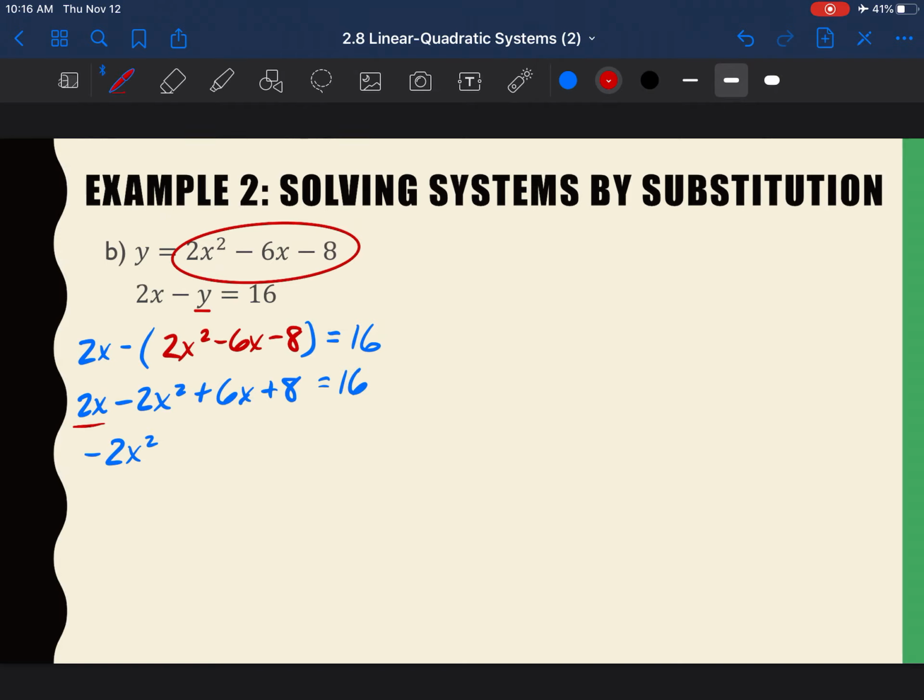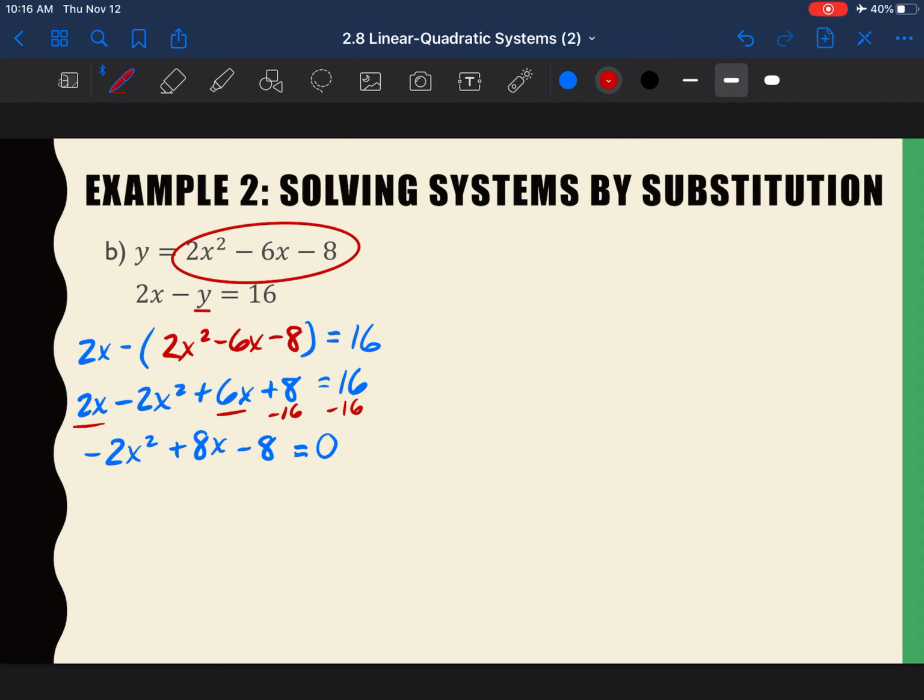Combine the like terms. Nothing combines with the negative 2x squared. The 2x and 6x combine to give you 8x. And I'm going to have to minus the 16 anyway, so I'm just going to go ahead and do that in the same step. So negative 8. Now it's equal to 0. Now you can use the quadratic formula or factoring in order to solve this.